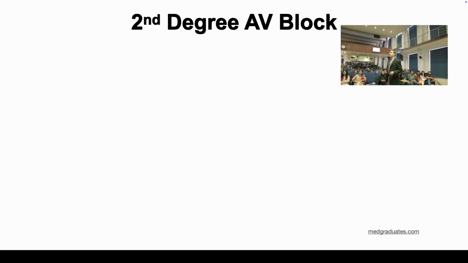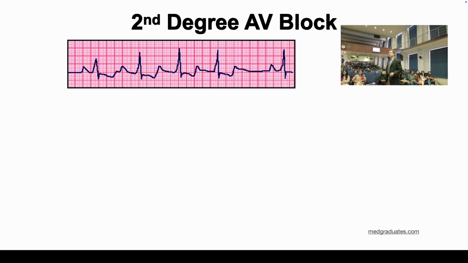Now second degree heart block is actually of 2 types. Now what do you see in this ECG? Anybody? Look carefully, it is not deformed. This is a P wave, this is also a P wave, this is also a P wave. You see the PR interval is increasing and a beat is missed here.